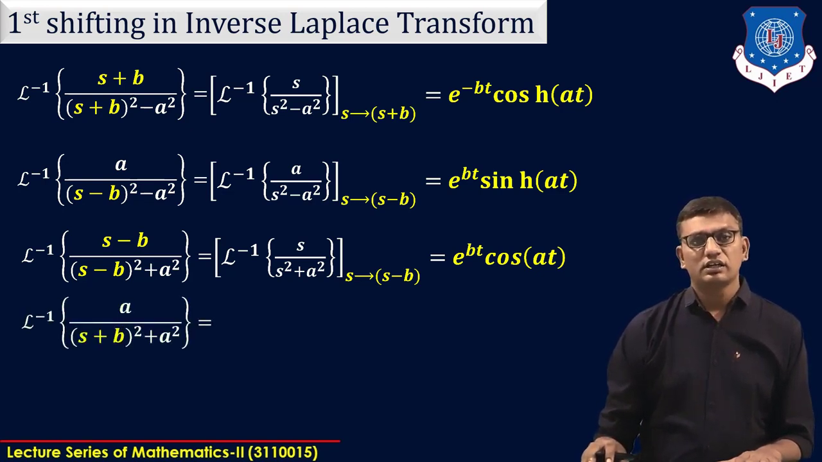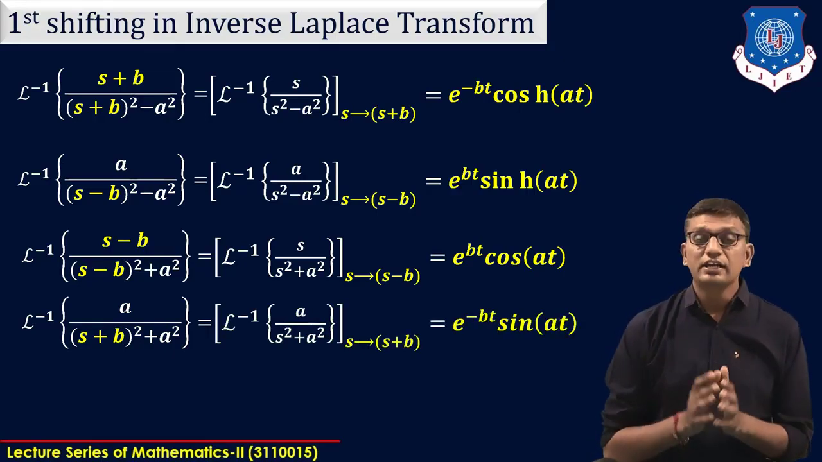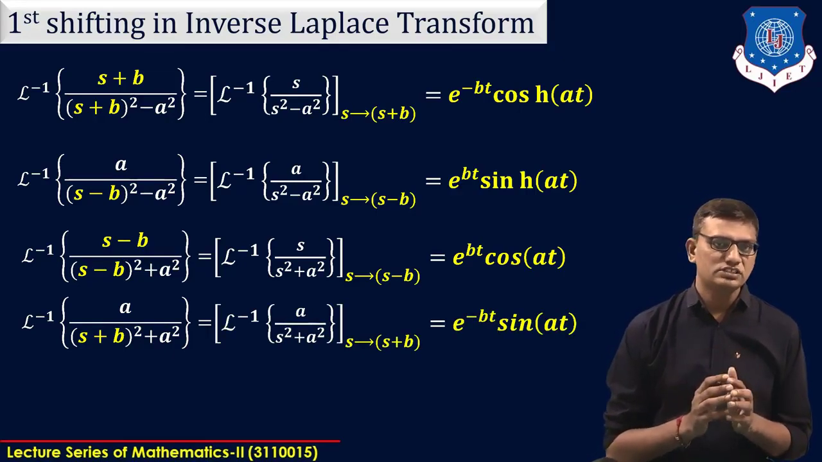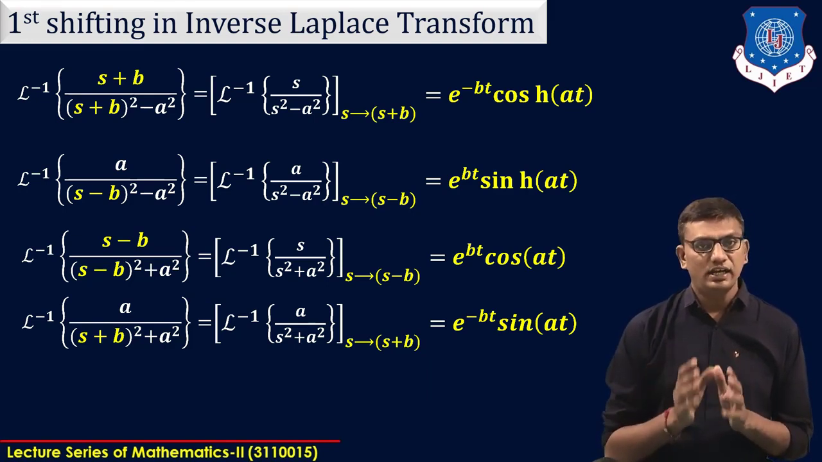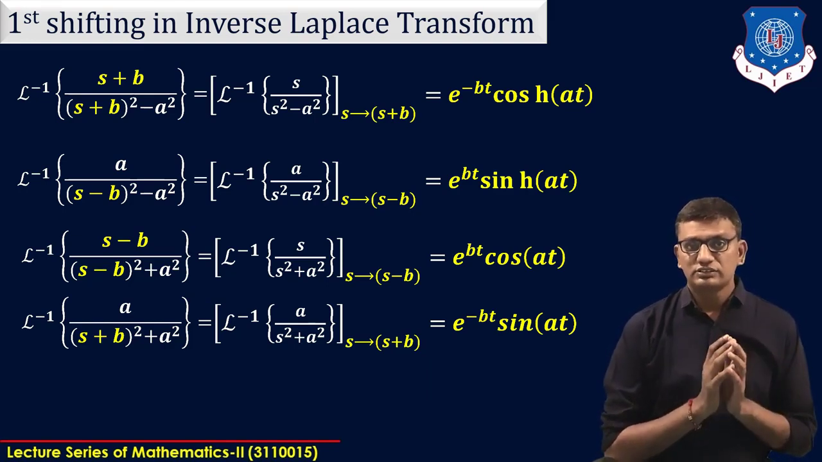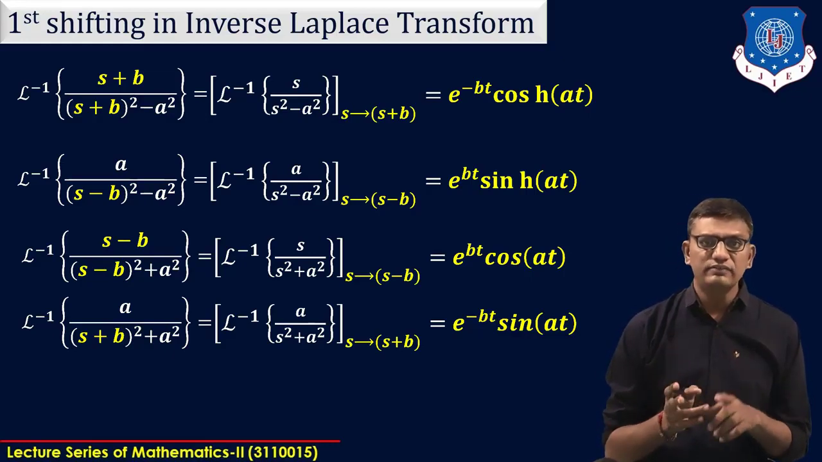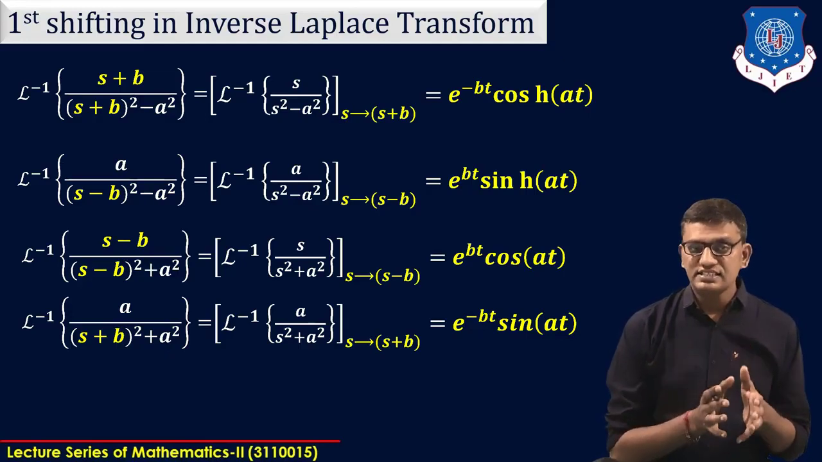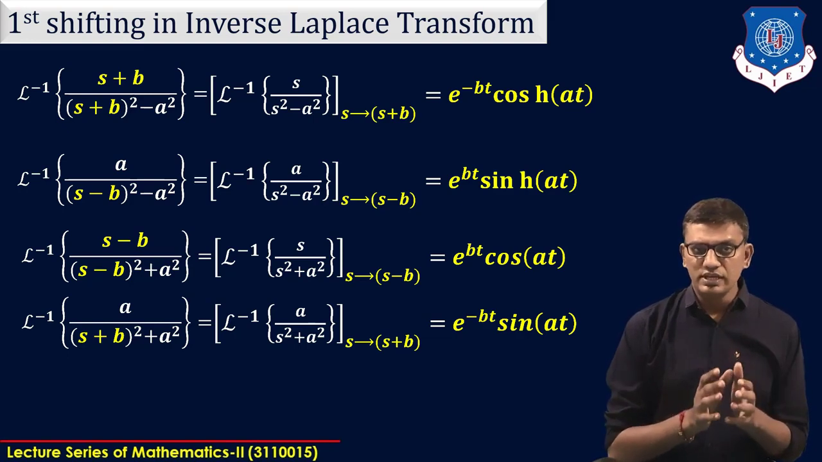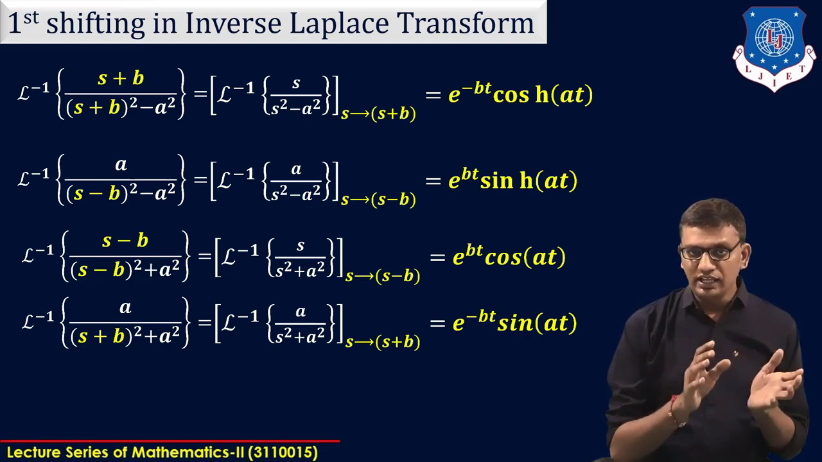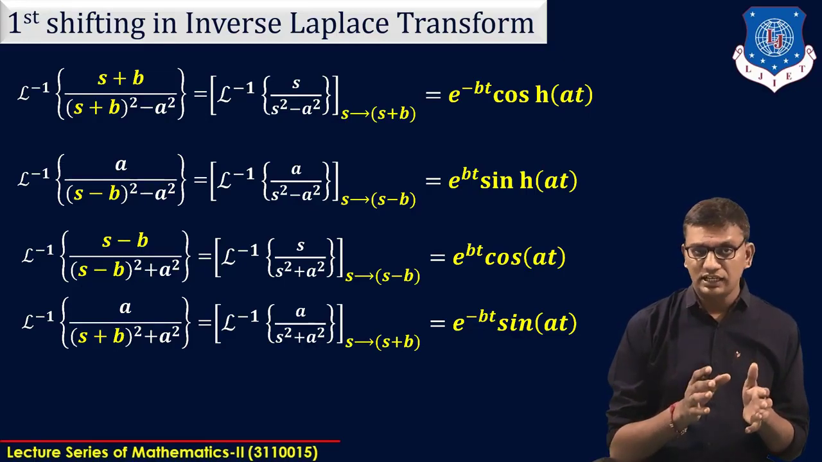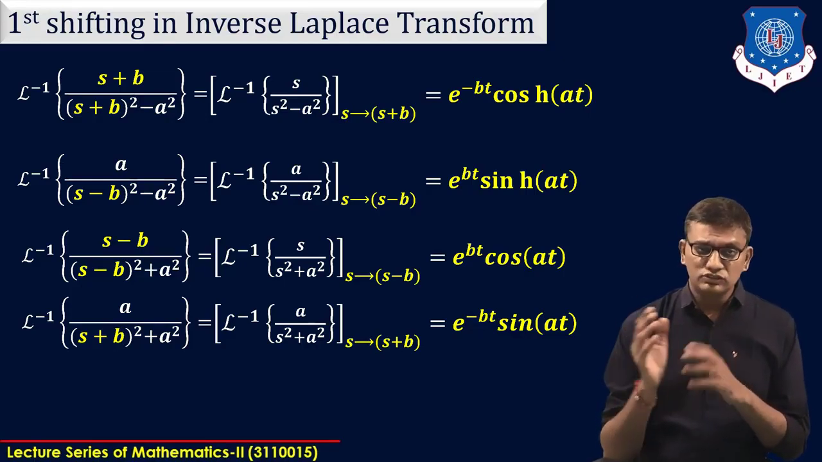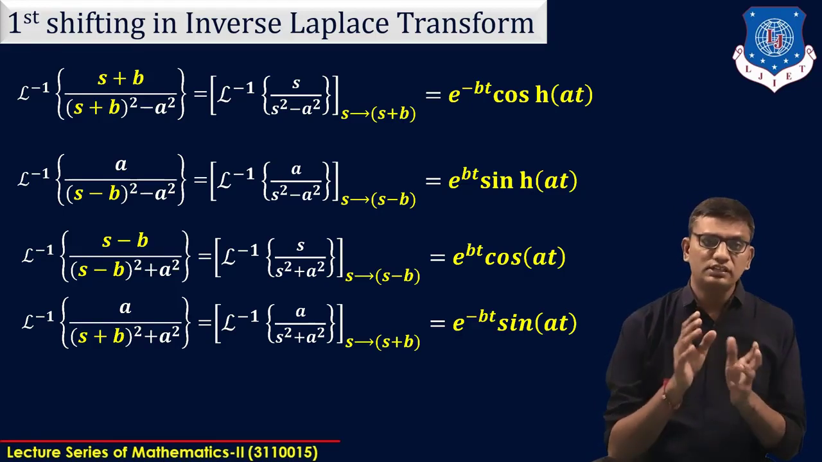Now if our term is a upon s plus b whole square plus a square, here s is replaced by s plus b, and we know that L inverse of a upon s square plus a square is sin at, and s is replaced by s plus b. So we multiply sin at with e raised to minus bt, because s is replaced by s plus b. When s is replaced by s plus b in our whole question, then we have to multiply our inverse Laplace by e raised to minus bt, because it is the first shifting property in the Laplace transform.